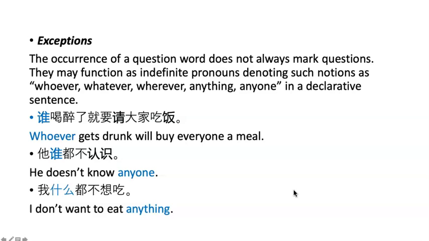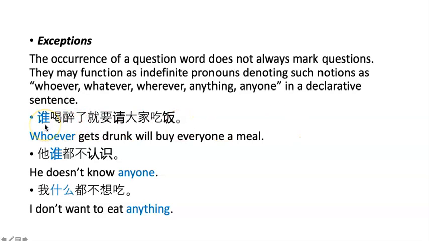However, there is an exception here. The occurrence of question words does not always mark questions. They may function as indefinite pronouns, denoting such notions as whoever, whatever, wherever, anything, anyone in a declarative sentence. For example, 谁喝醉了就要请大家吃饭. Whoever gets drunk will buy everyone a meal.